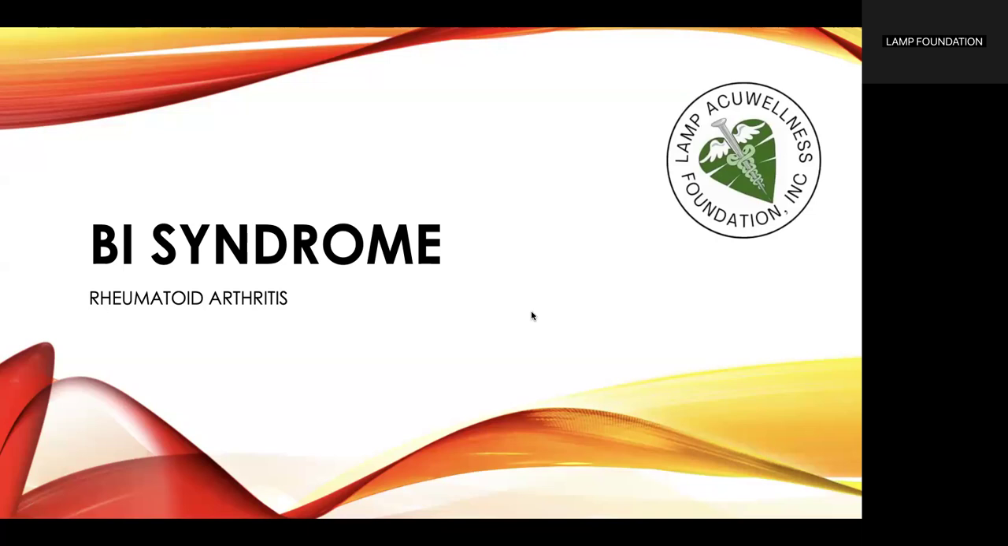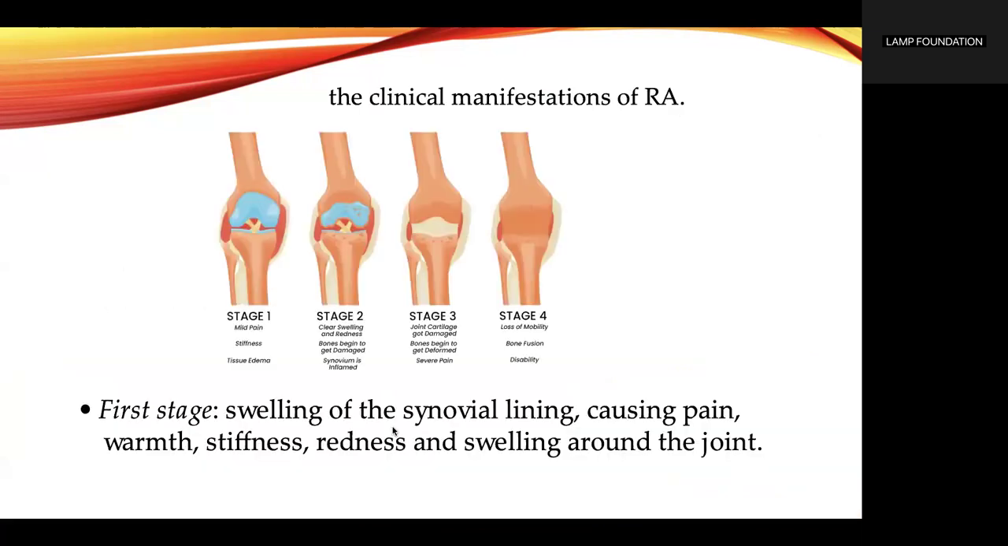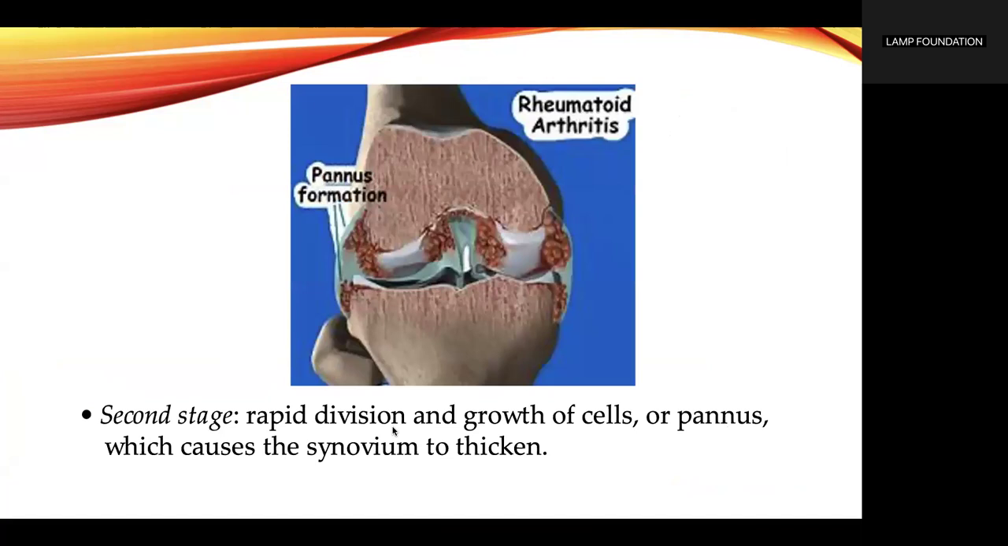P syndrome, rheumatoid arthritis. The clinical manifestations of RA. First stage, swelling of the synovial lining, causing pains, warmth, stiffness, redness, and swelling around the joint. The second stage is rapid division and growth of cells, or pannus, which causes the synovium to thicken.